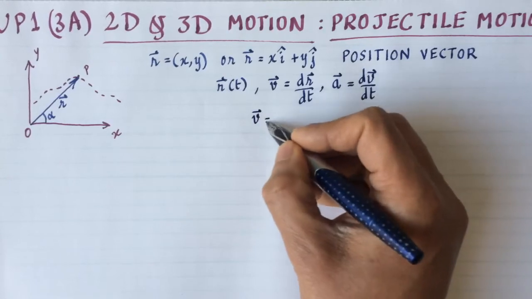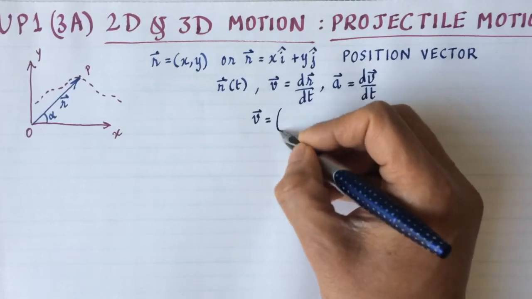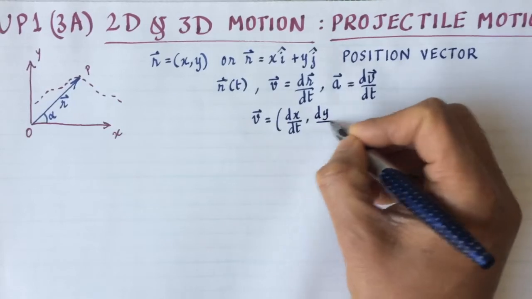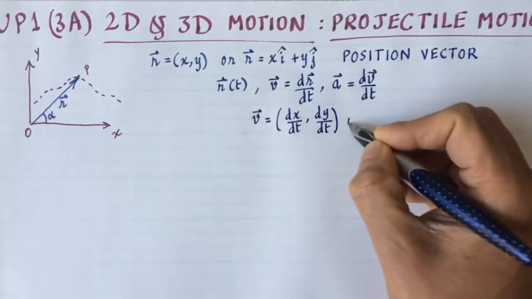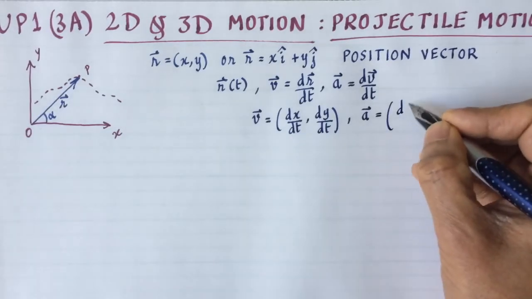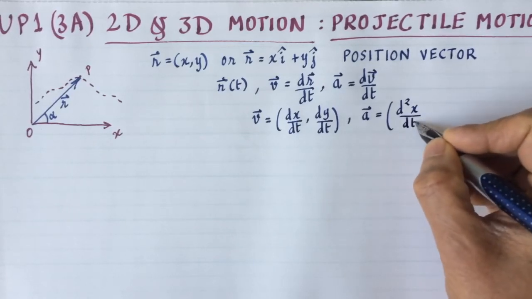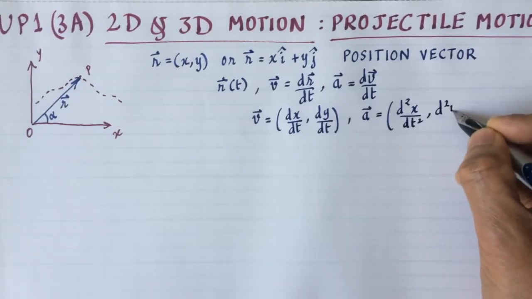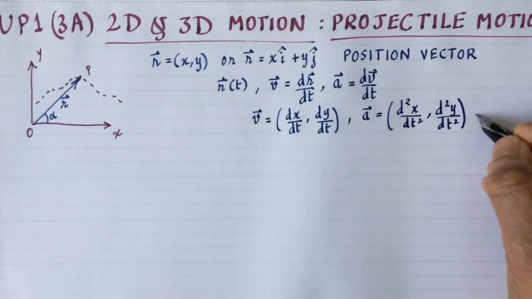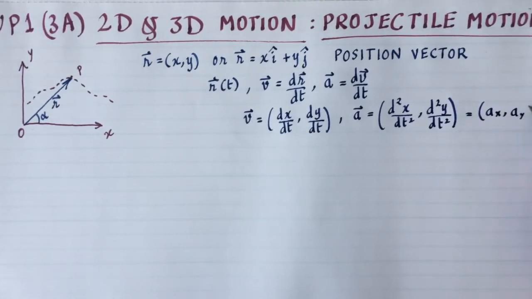Velocity then would be equal to, I'll use this notation rather than that notation, dx by dt, comma dy by dt, and the acceleration would be equal to d2x over dt squared and d2y over dt squared. So this is our x and y component of the acceleration, a sub x and a sub y.